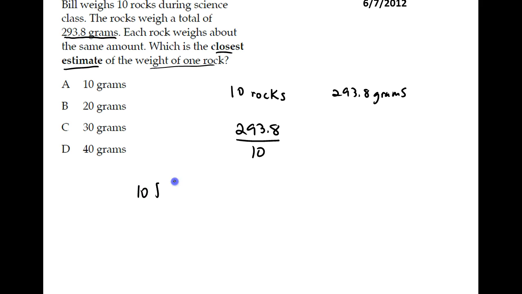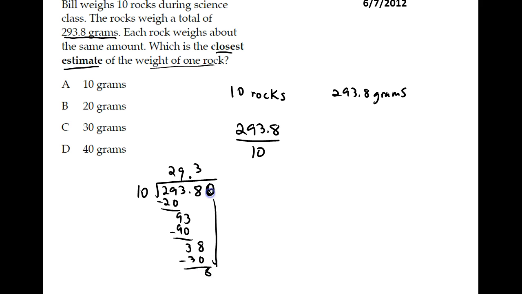The long way to do it would be to long divide. Goes in there twice. Goes in there 9 times. Put the decimal point up here. Bring down the 8. Goes in there 3 times. Add on a 0. Bring that down. And then it goes in there 8 times with no remainder. So each rock weighs 29.38 grams.